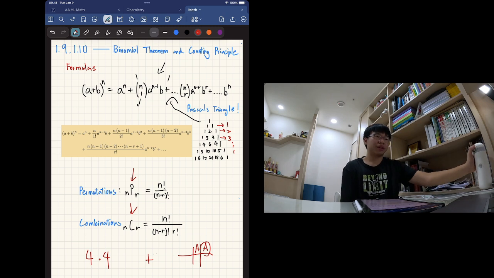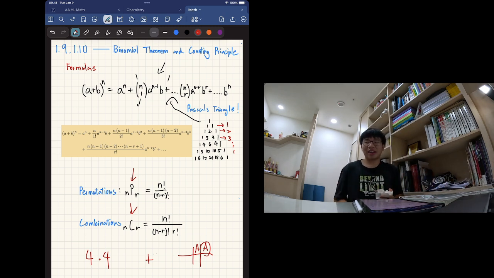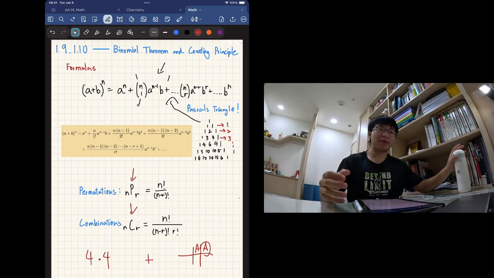I would really recommend knowing how to use permutations and combinations on your GDC, because a lot of times you don't want to do this math by hand, because factorials go really crazy when the numbers become too big.